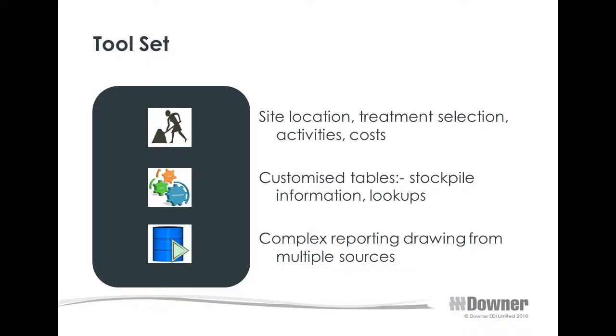We have three tools in our arsenal that we use. We have a job management system which we use to record the site locations, what the treatment is that's going to be used, and effectively the costs that are associated to that. In the asset register, we're able to build customised tables, and in this case we're recording information about the stockpile. And then we have a reporting tool for complex reporting, but this allows us to draw the information from the job management system and the asset register into a report or a number of reports that we can then submit back to the client that trace how the jobs are doing.